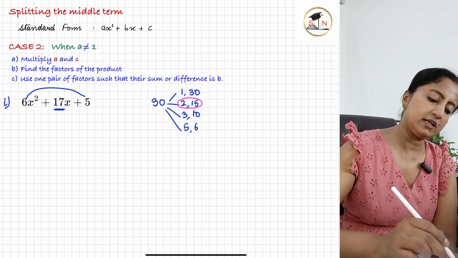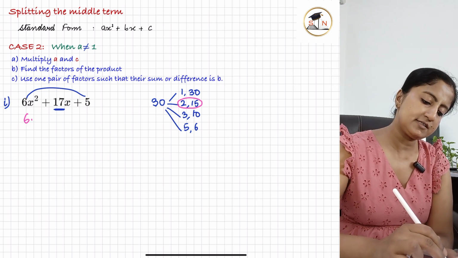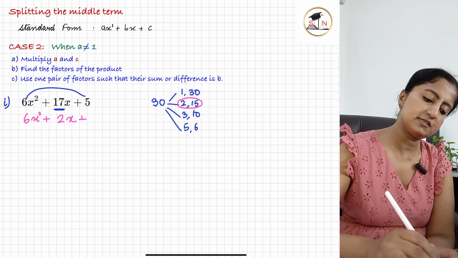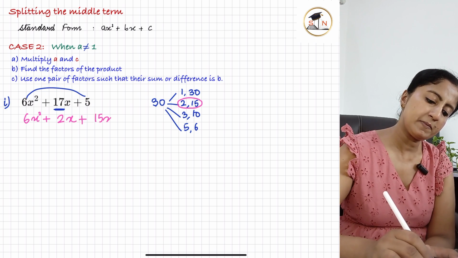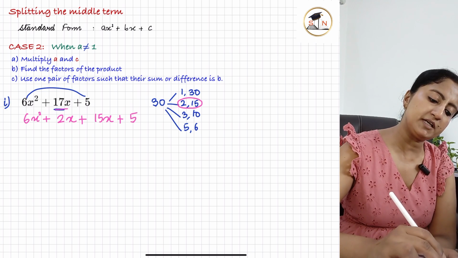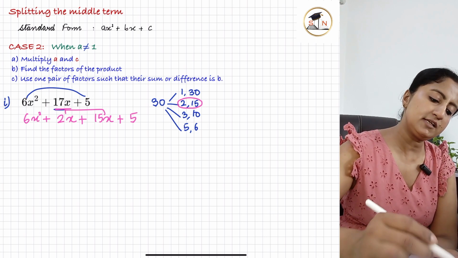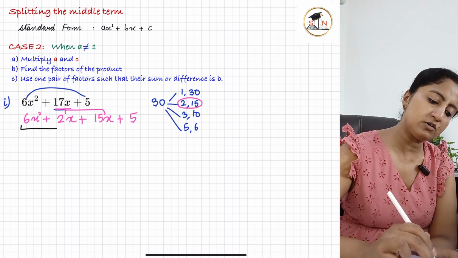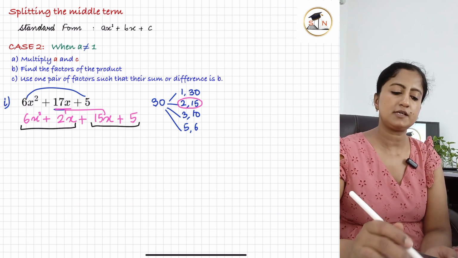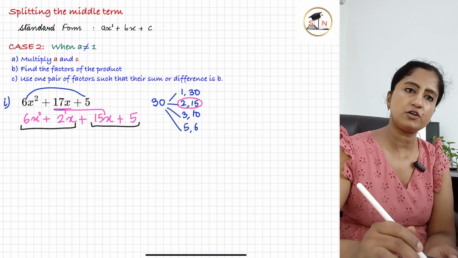So now let's continue. We are going to split the middle term over here. So that is 6x square plus 2x plus 15x plus 5. So what I have done, I have split this middle term into 2x and 15x. And now the next thing that I'm going to do, I'm going to make two groups: the first two terms as one group and the next two terms as another group. We will start by taking out common factors from each of the groups.